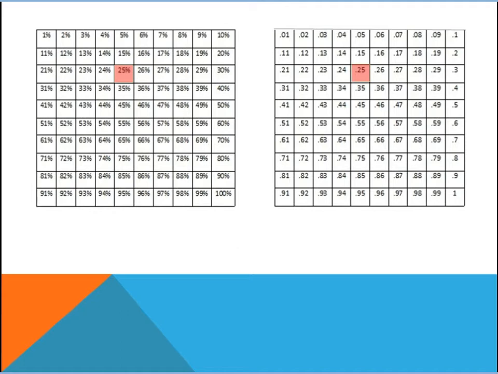You can do this with a lot of numbers until they start making the connection that these two things are really the same. They're just different ways of writing it. It's really quick and it's really easy, and I think that most students will make the connection fairly fast.